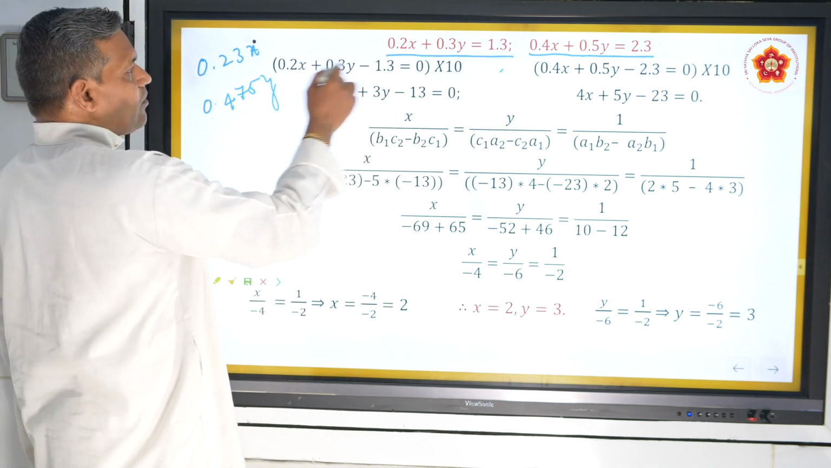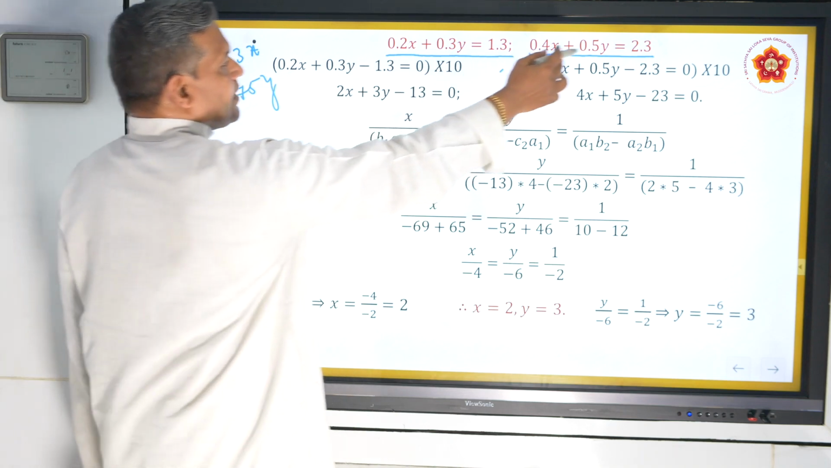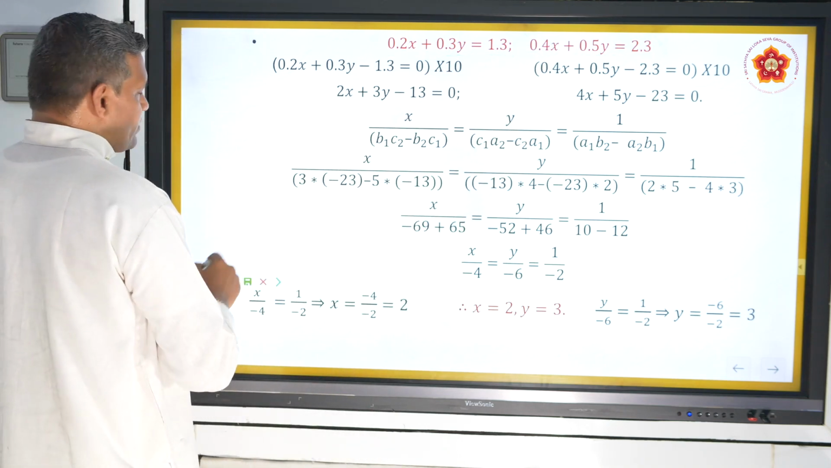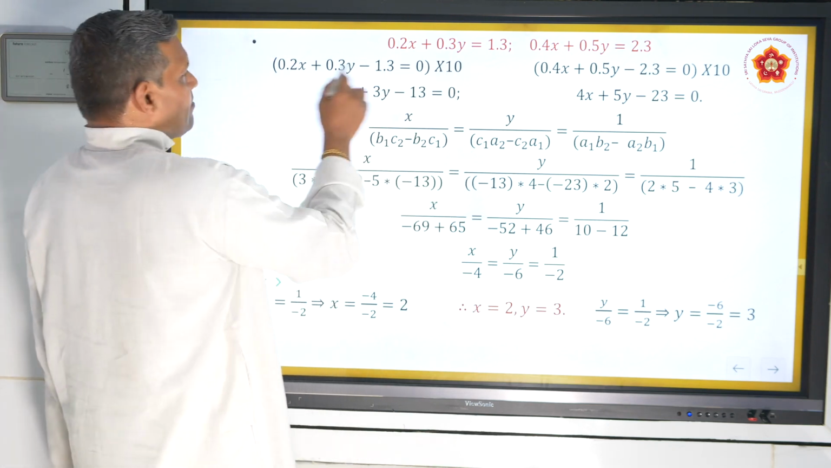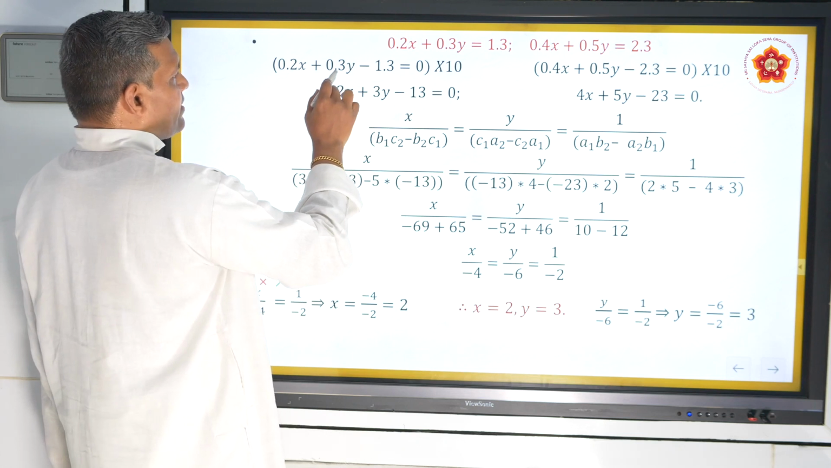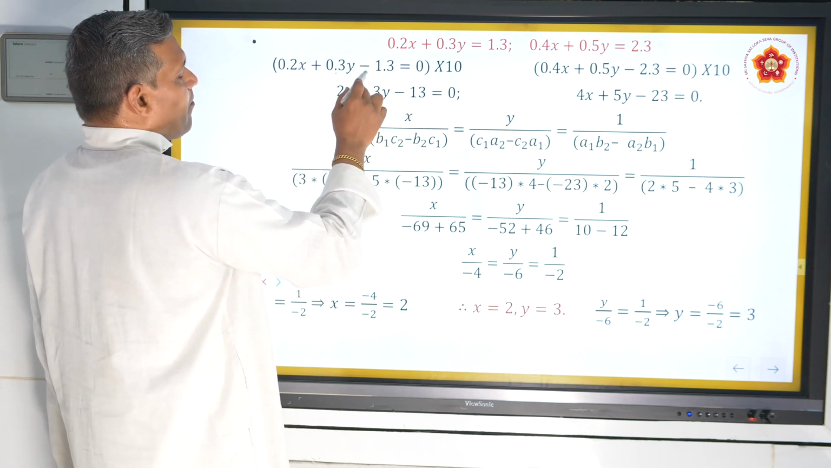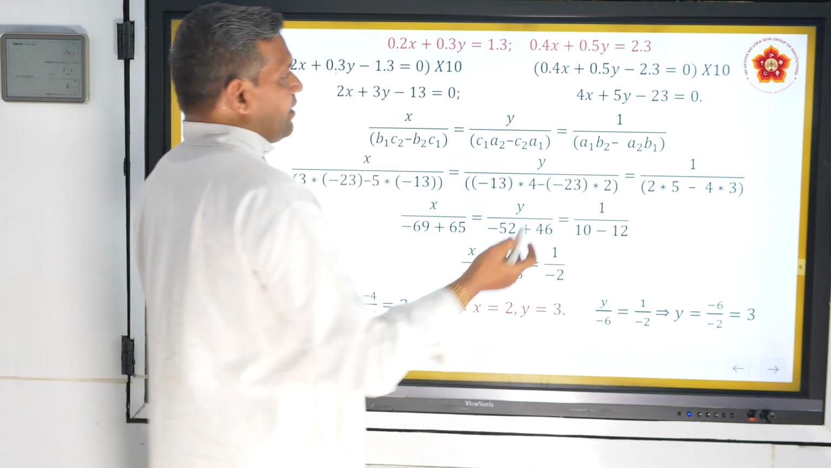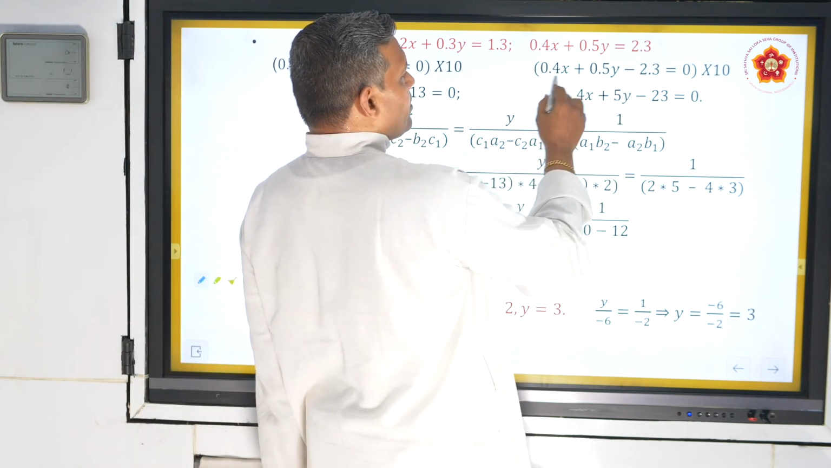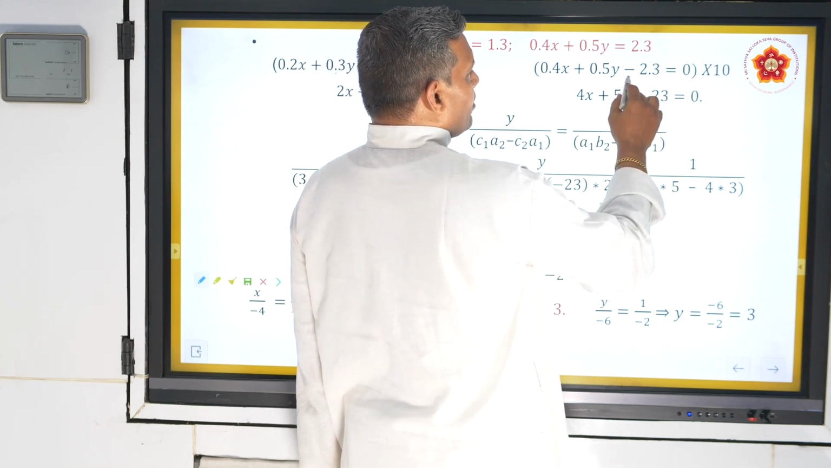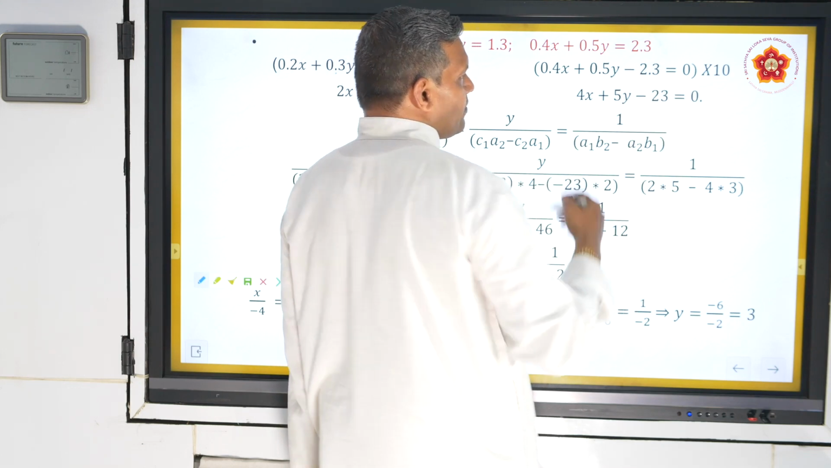So you just multiply the whole equation by 10 here and the whole equation by 10 here. Let's try solving them. Now I just take this first equation and multiply by 10. 0.2 into 10 is 2, 0.3 into 10 is 3, minus 1.3 into 10 is minus 13, and here also multiply the same thing. 0.4 into 10 is 4, 0.5 into 10 is 5, minus 2.3 into 10 is minus 23, finished.